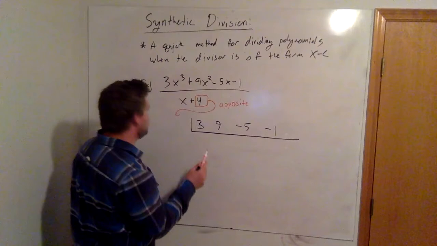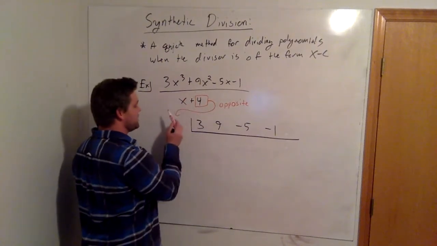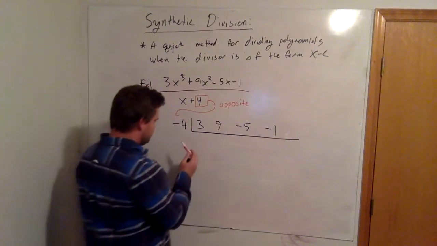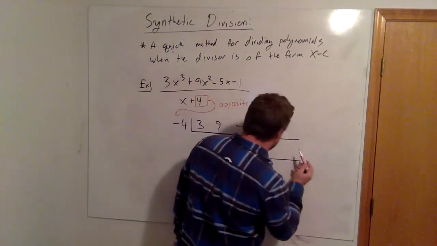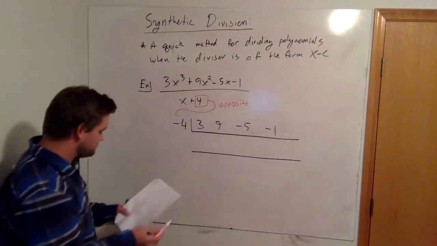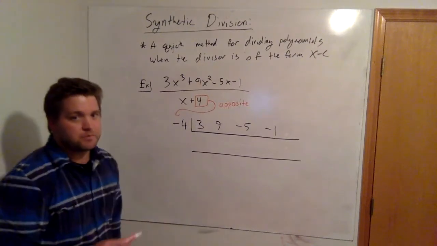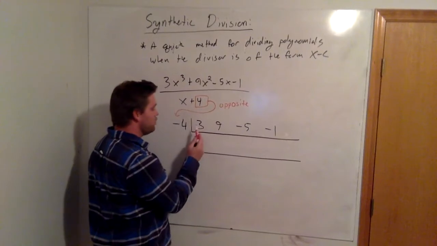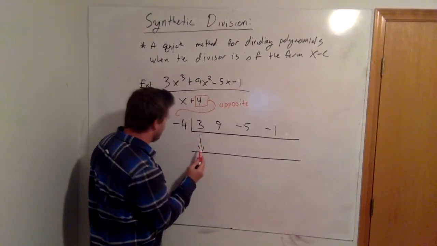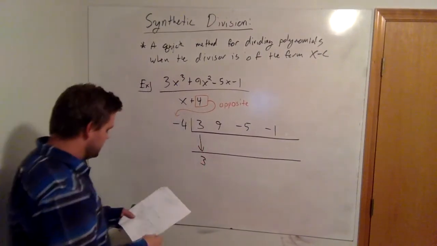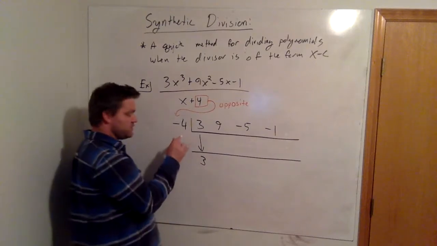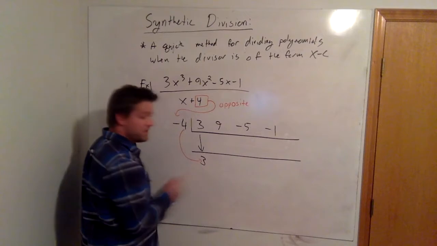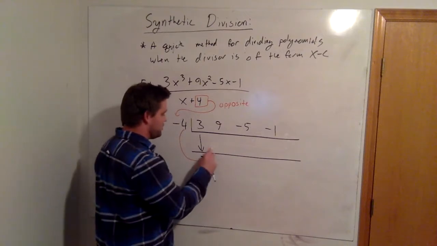Okay, so I'm going to put the negative. Instead of putting 4 here, I'm actually going to put a negative 4 here. Then I'm going to put this bar here underneath. So the very first step is the first number here, I'm always just going to drop that down. That's always the first step. And then we're going to take the negative 4 and multiply it by 3, and put our result right here.